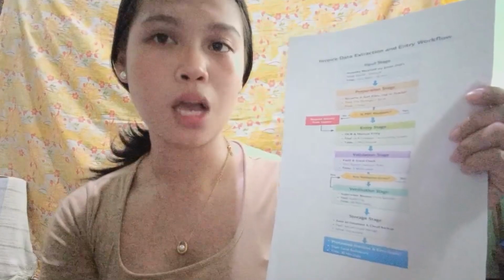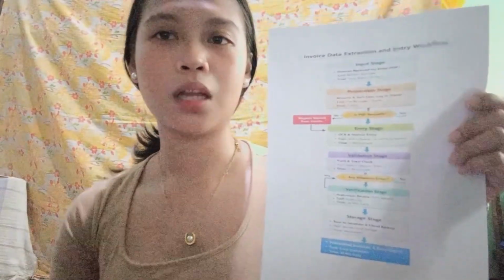After the entry stage, we go down to the validation stage. So what happens in the validation stage? The system performs field and total checks using built-in validation rules. Checks include: required fields are not empty, correct data format like date and invoice number, quantity and price are greater than 0, and the total amount equals the sum of line items.